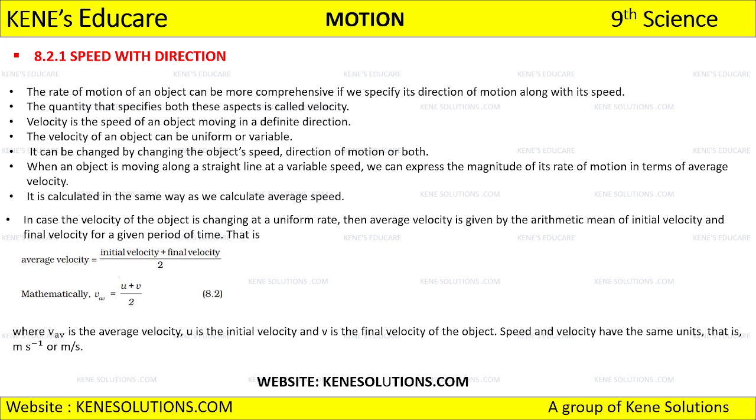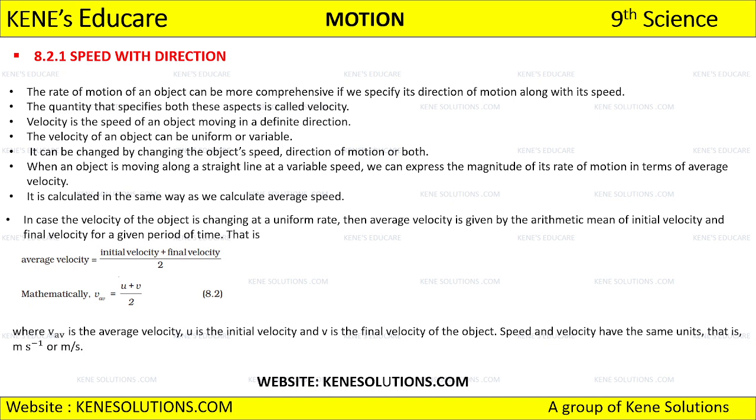Okay, so see what they have explained further. When an object is moving along a straight line at a variable speed, meaning different speed, the vehicle is moving in a straight line but the speed differs. Like in the starting it slows down, then it's very fast, then again it slows down, right? So we can express the magnitude of its rate of motion in terms of average velocity. So in this case, we have to calculate its average velocity.